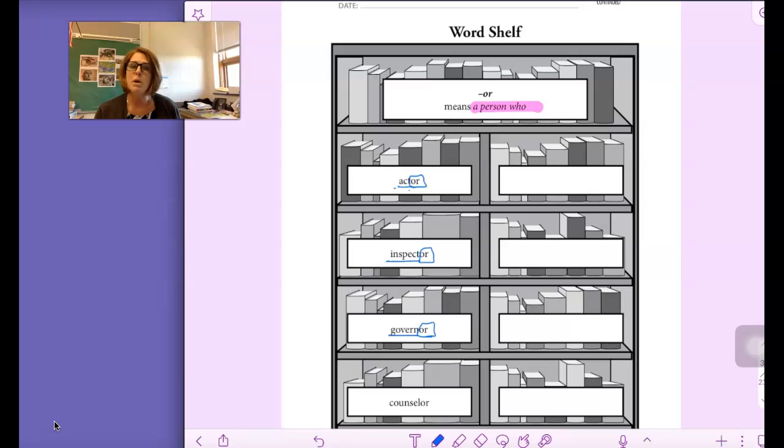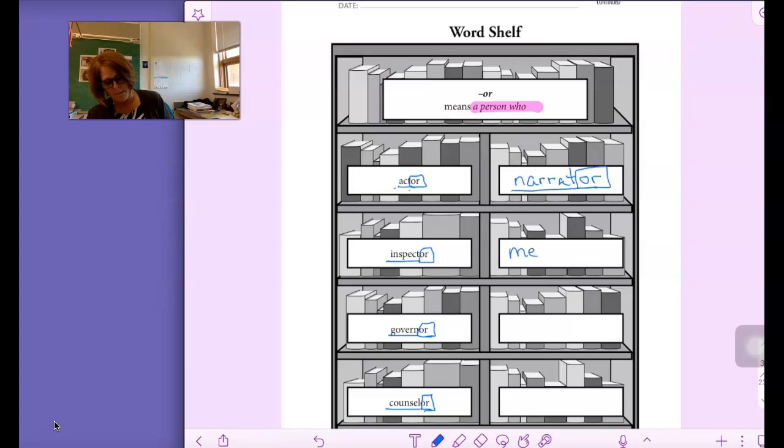Governor, a person who governs. Tom Wolf is the governor of Pennsylvania. Counselor, a person who counsels. Let's see if we can think of some other OR words. How about narrator? Now, narrate, the root word normally has an E on the end, so we drop the silent E and then add the suffix OR. Narrator, a person who narrates.